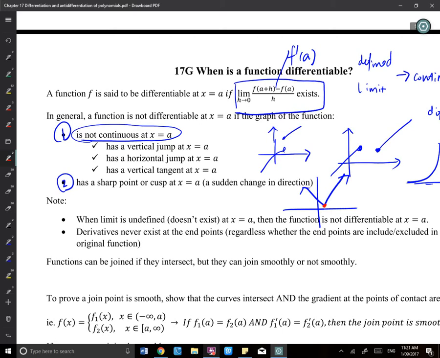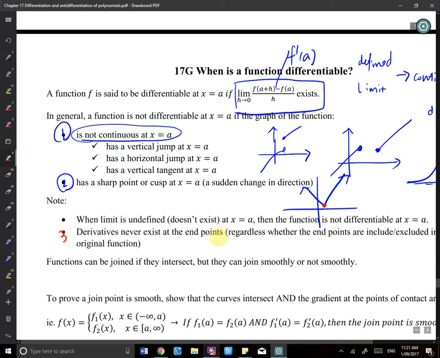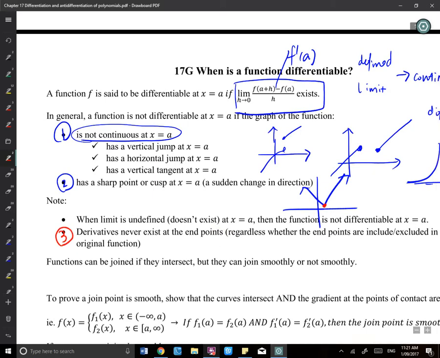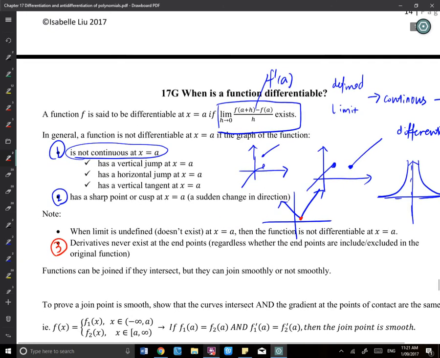Number 3 is this one. Derivatives never exist at endpoints, regardless of whether the endpoints are included or excluded in the original function. That's a part students always forget. Endpoints never have derivatives. Even though you can differentiate the function, even though you can substitute the values in, it does not exist for the endpoints, regardless of whether it's defined or not defined on the original one.